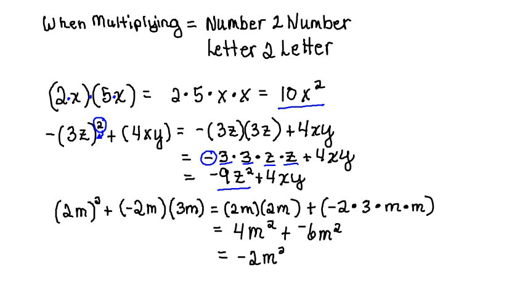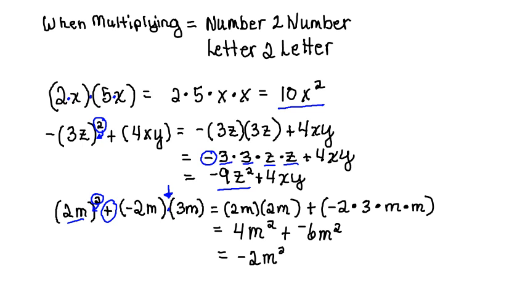Another example here is 2m squared plus a negative 2m times a 3m. Notice that we have parentheses next to parentheses, which means you're going to multiply. So you've got some multiplying and addition going on. So I'm going to do the first one. We're going to go left to right again. This says power up the parentheses.